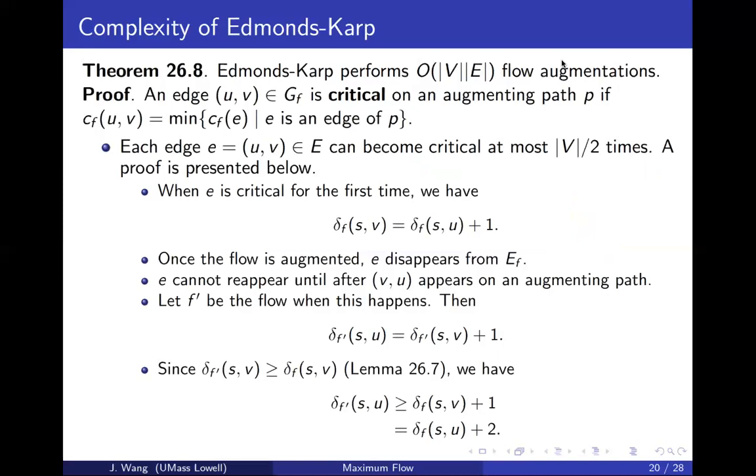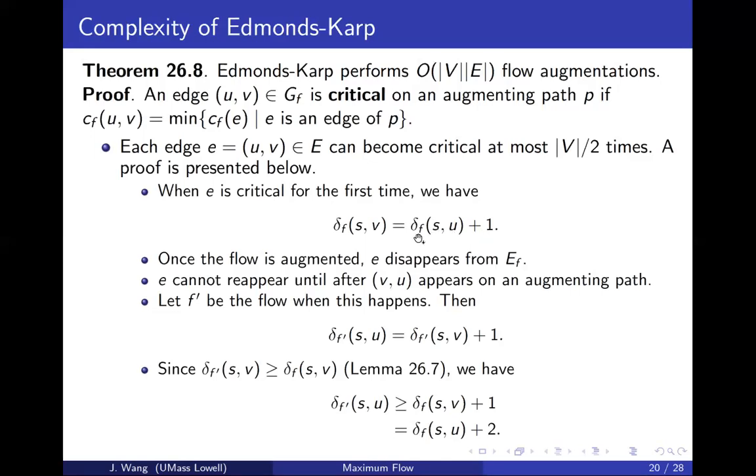Okay, so now let's look at this slide. Each edge can become critical at most V over 2 times. That's what we want to show. First, let's assume that E is critical for the first time on F. That means that for this particular GF, E becomes critical. E is UV, okay? So this edge becomes critical, so that means that delta F SV is equal to delta F SU plus 1. That's the first thing.